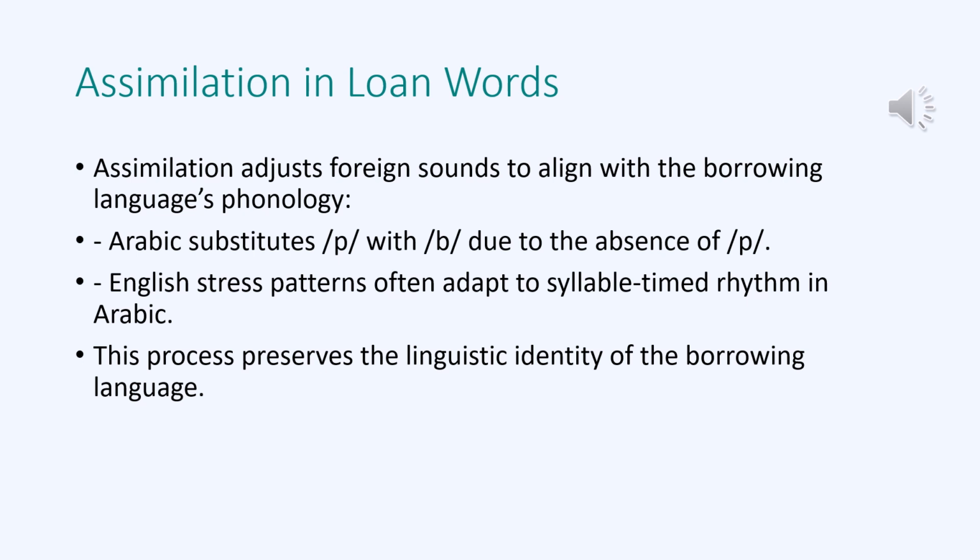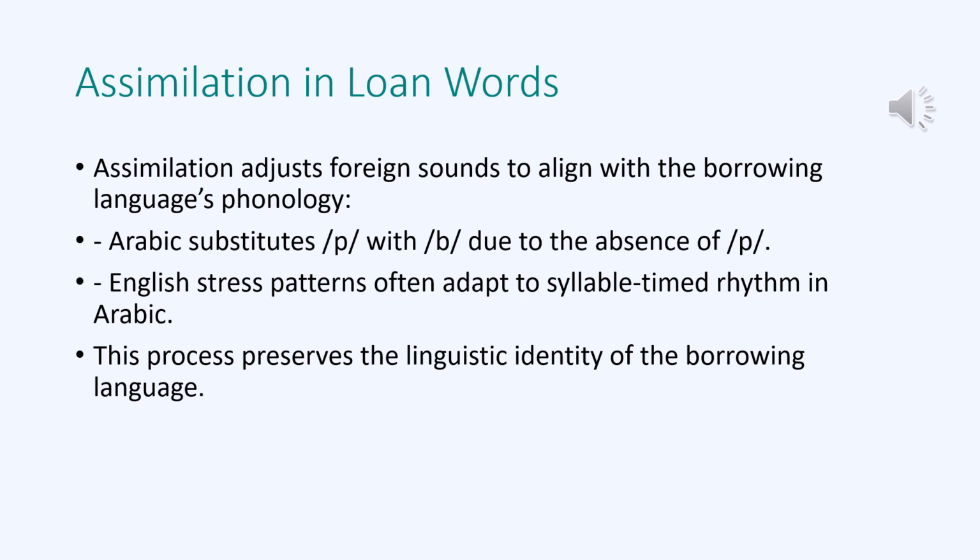Another thing that's often adjusted to fit the borrowing language is the stress patterns. An example for this comes from English words borrowed into Arabic. English is a stress-timed language, which means stress is placed unevenly across syllables. However, Arabic is syllable-timed, where syllables receive equal emphasis, meaning equal stress. This means that when borrowing words from English into Arabic, those words may have their stress redistributed to match Arabic's rhythmic patterns.